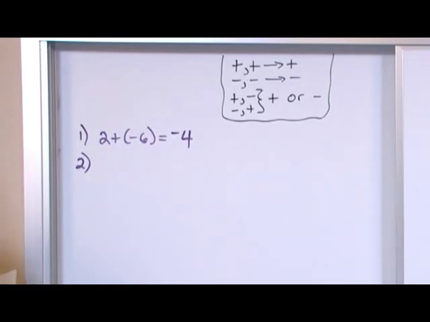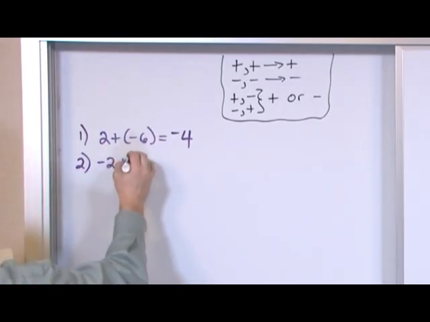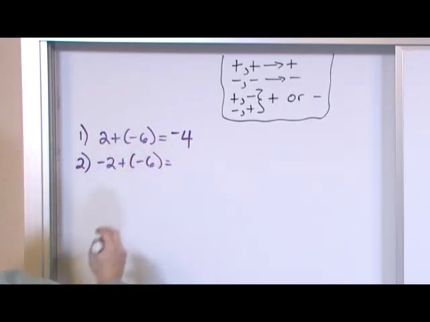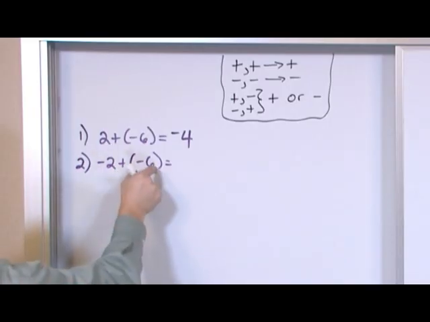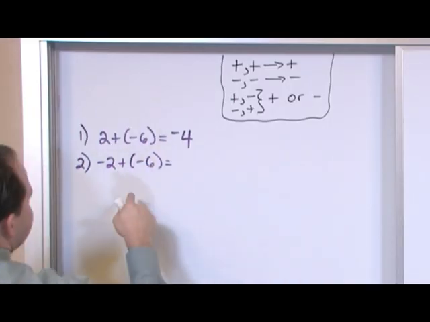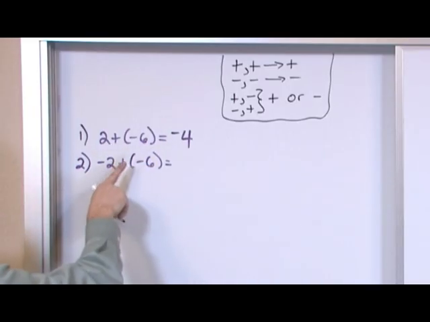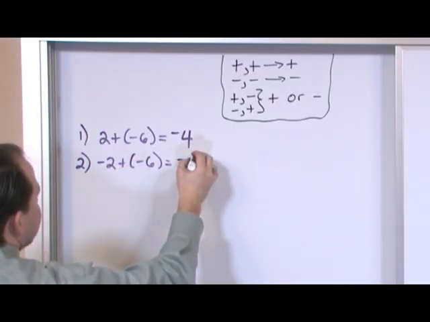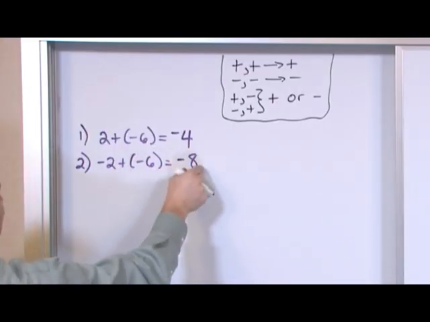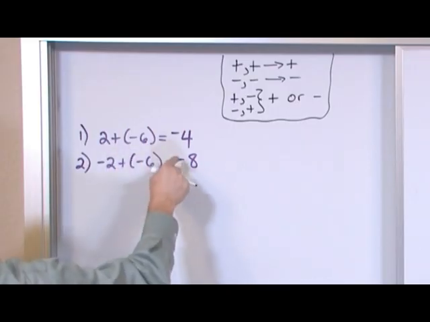Next problem. Negative 2 plus negative 6. So here I have a negative plus another negative number. That's the other case where I already borrowed something and I borrowed some more stuff. So the answer is negative 8 because 6 plus 2 gives me 8. Negative plus negative always gives me negative.